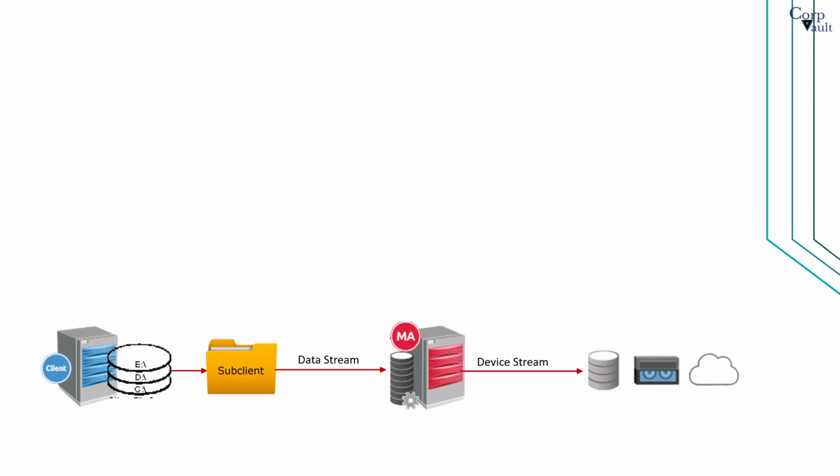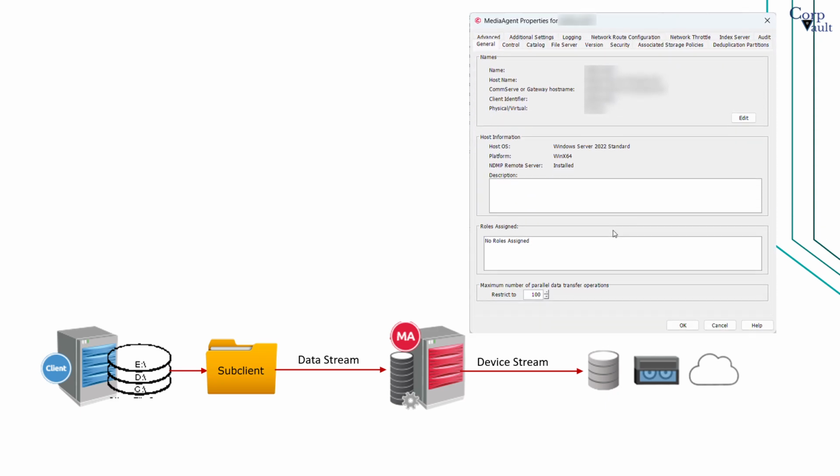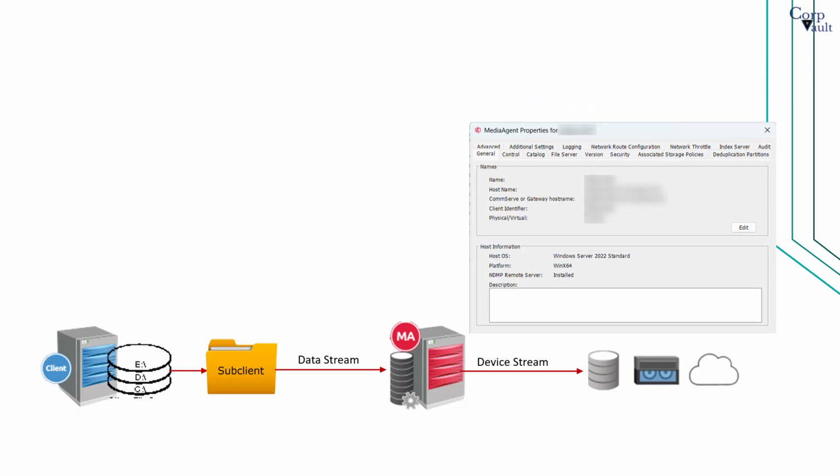Let's discuss the configuration at various levels and how they may affect the number of job streams and their behavior. MediaAgent level. On the MediaAgent, the maximum number of concurrent streams is set by the maximum number of parallel data transfer operations parameter. It limits the number of streams a MediaAgent can handle concurrently. If this value is lower than the storage policy or library limits, it becomes the bottleneck.